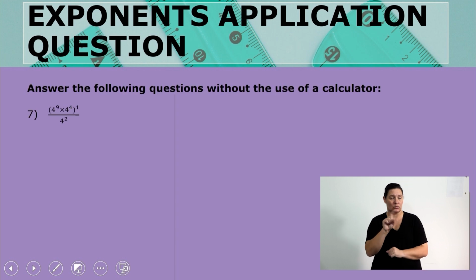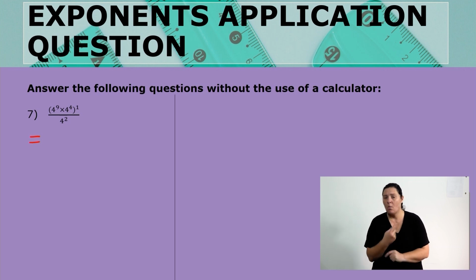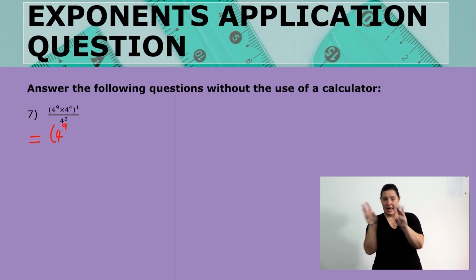Let's move on to the next question. So we have there 4 to the exponent 9 multiplied by 4 to the exponent 4. And this product is raised to the exponent 1. And then this is all divided by 4 squared. So remember, we have powers of the same base. So what happens when we have powers of the same base? We are going to add the exponents. So I am going to keep this base 4 and I'm going to add the exponents.